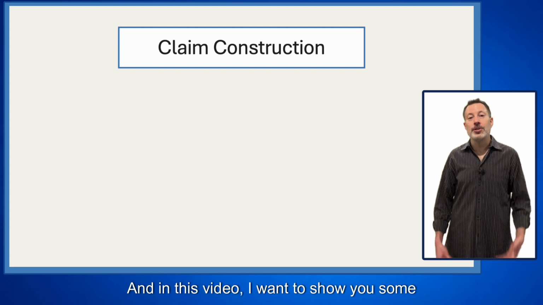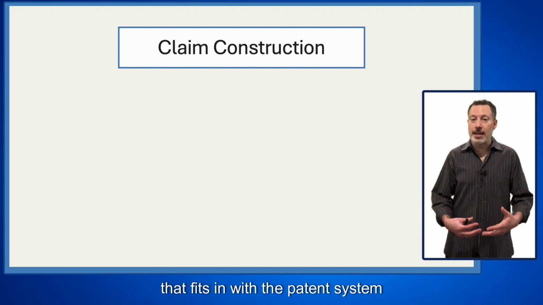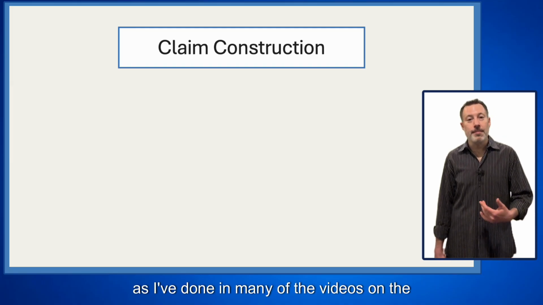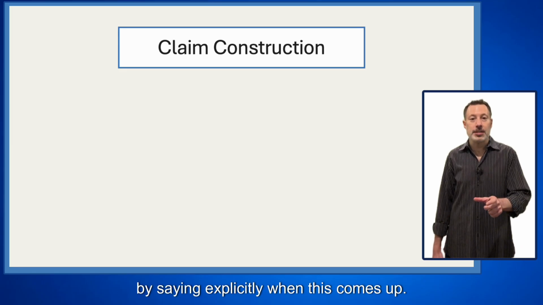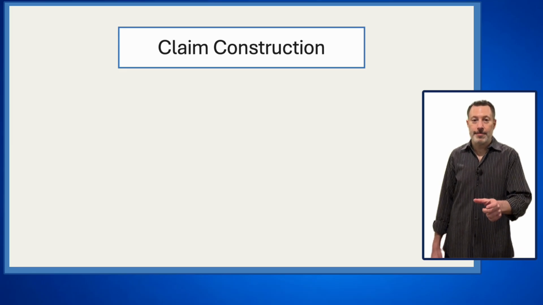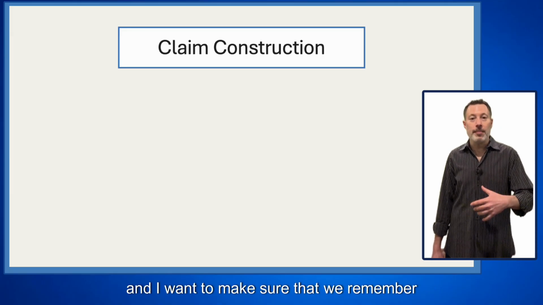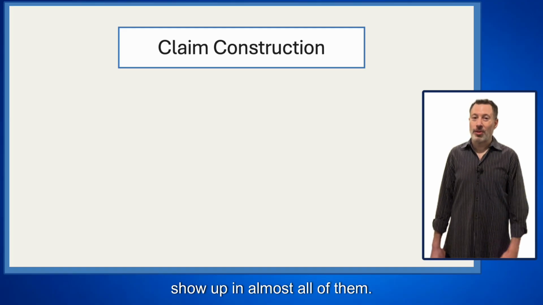And in this video, I want to show you some examples, show you a little bit about how that fits in with the patent system overall. Now, I want to begin, as I've done in many of the videos on the patent portion of our work together, by saying explicitly when this comes up. And I keep doing that because patent law has so many touches, so many moments where we look at the document. And I want to make sure that we remember that these issues show up in almost all of them.